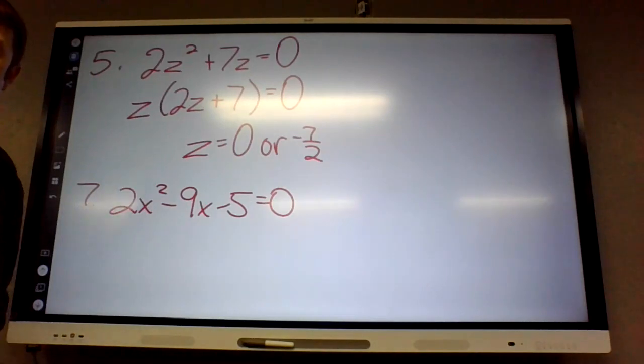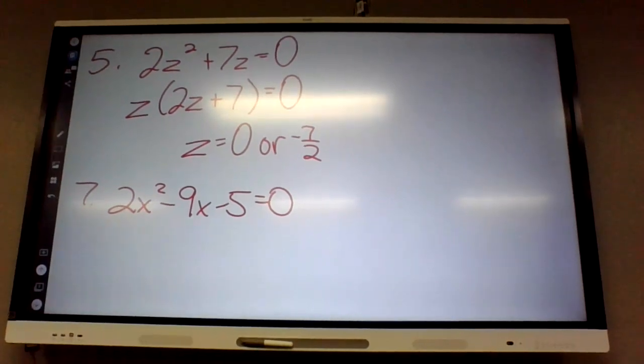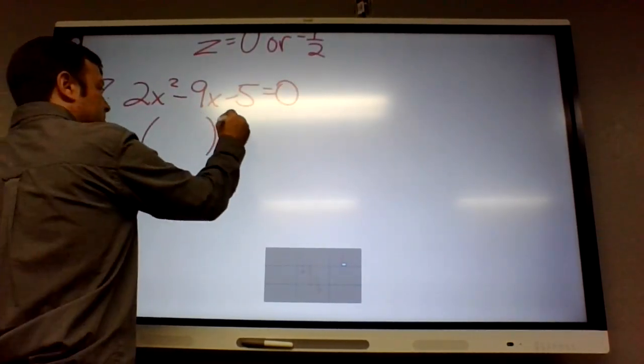Number 7, 2x squared minus 9x minus 5. Okay, so this is 3-term factoring again, but it's got a number on the front. This is pretty close to the worksheet from yesterday. So, to make sure we're doing this one right, these are the kinds where we have to FOIL the outside, inside to make sure it's actually right. A little bit harder.